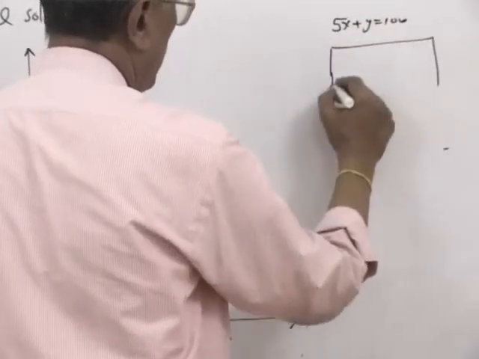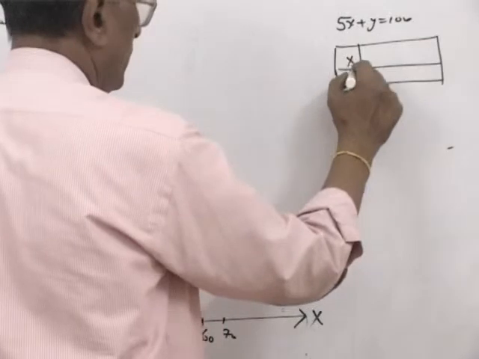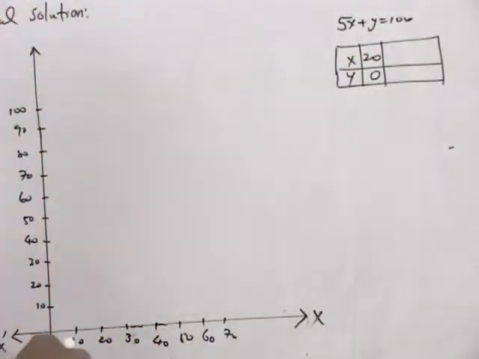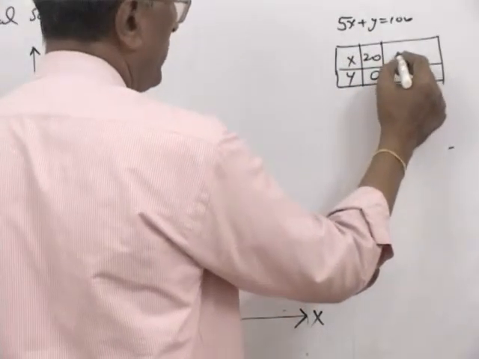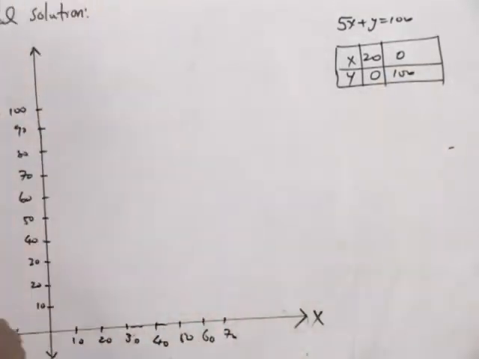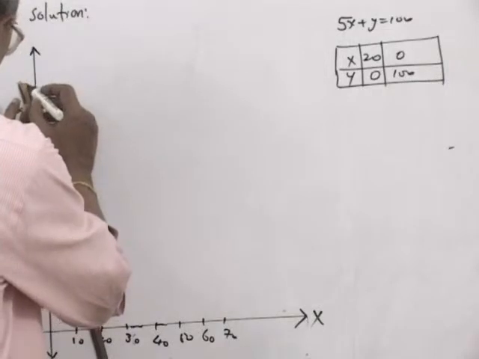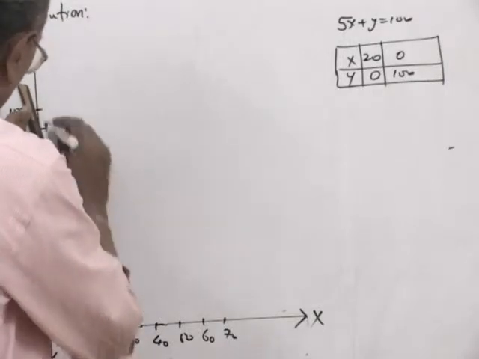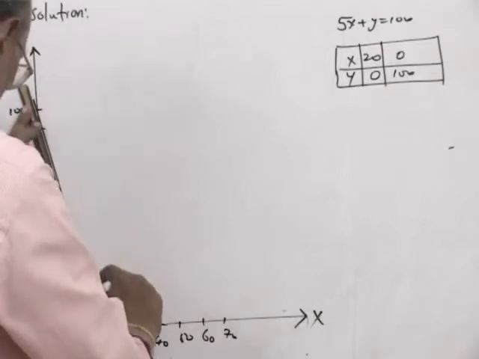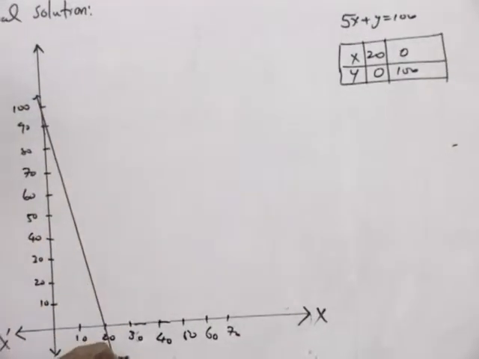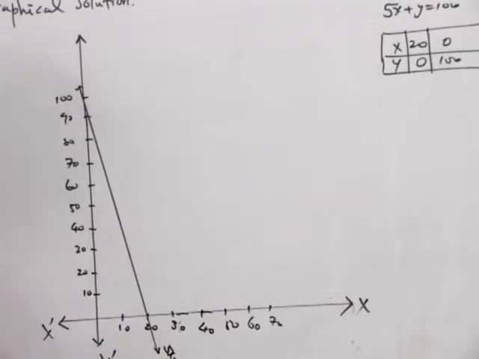On forming a table of values for x and y, consider y is 0, x will be 20. Consider x is 0, it will be 100. Thus, by joining 100 and 20, I get a line. This line represents our 5x plus y equal to 100.